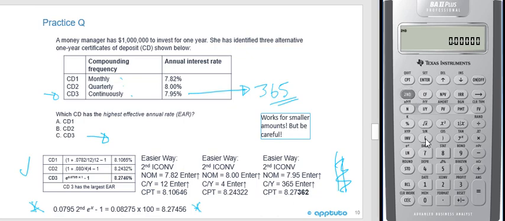So I'm going to do second interest rate conversion. The first one is going to be nominal interest rate 7.82, so 7.82. I'm going to hit enter, arrow up, and it's compounding monthly, so that's 12. I'm going to hit enter, arrow up, and I'm going to hit compute, and I'm going to have 8.10646. So that's right, I've got that there, 8.10646.